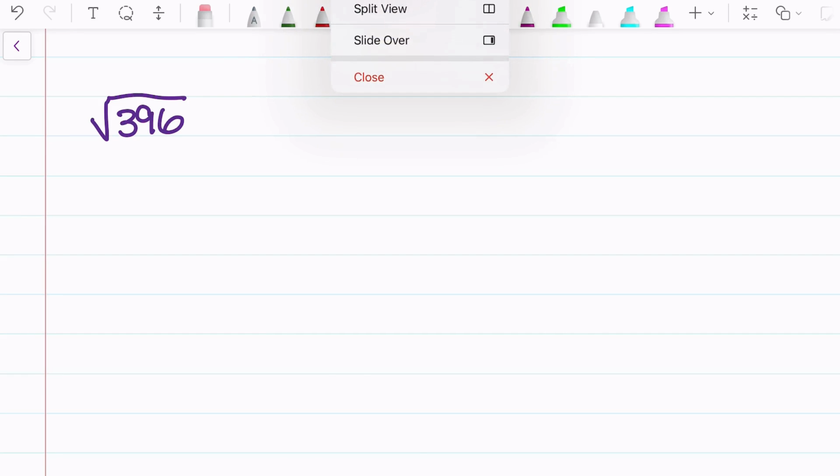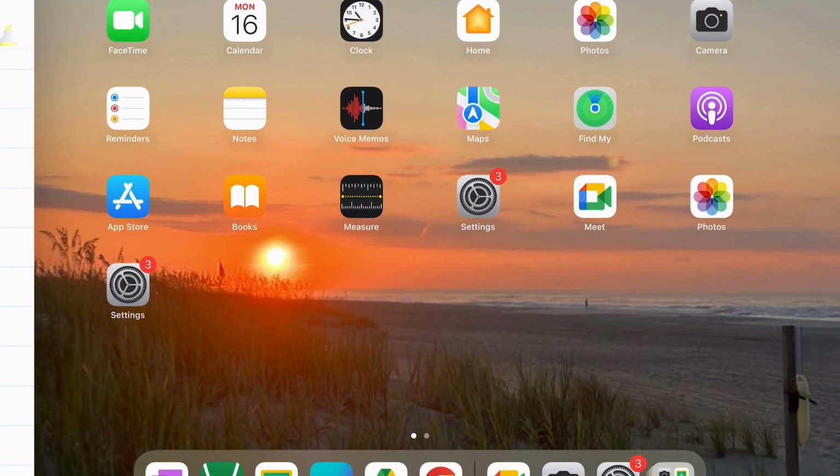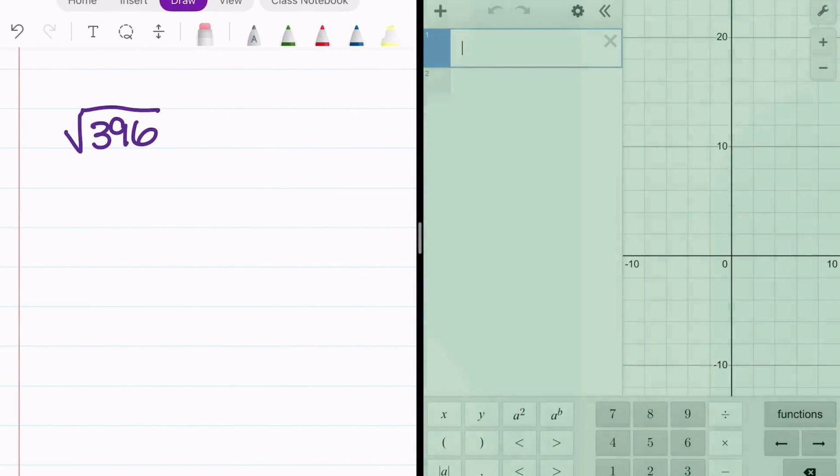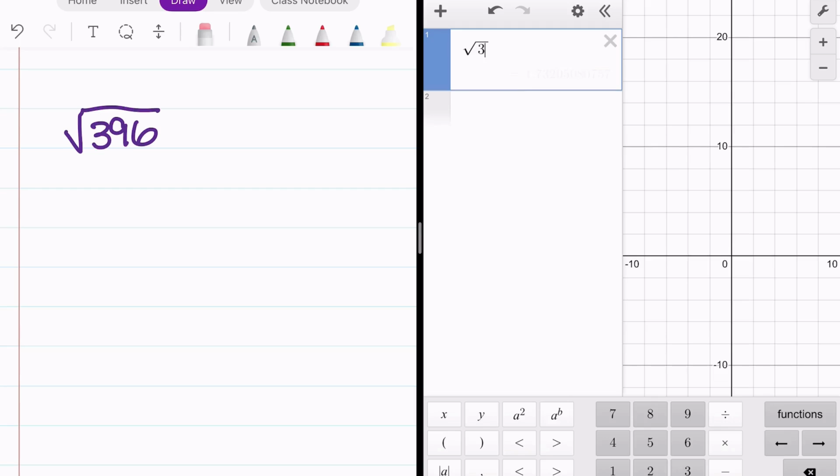All right, let's do some more. Let's say we have the square root of something big. Let's do 396. All right, so maybe you're just not sure. There's no harm in taking your calculator and taking 396 and seeing if it's a perfect square. And if it's a decimal, then it's not. Then you can divide it by numbers.